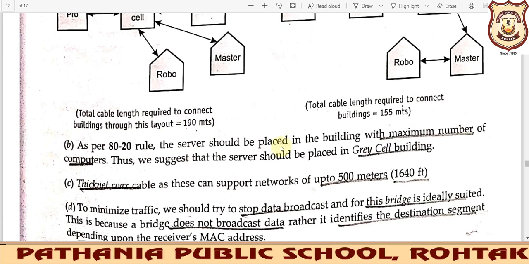Next question is saying where to put the server. The 80-20 rule says that this should be mentioned in your answer. It says that where the maximum number of computers are, the server should be there. So the maximum number of computers are in the Gray Cell building.